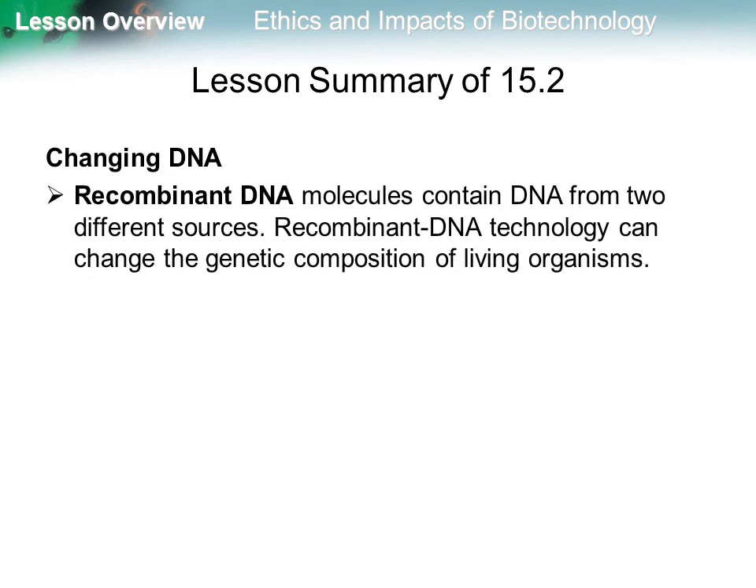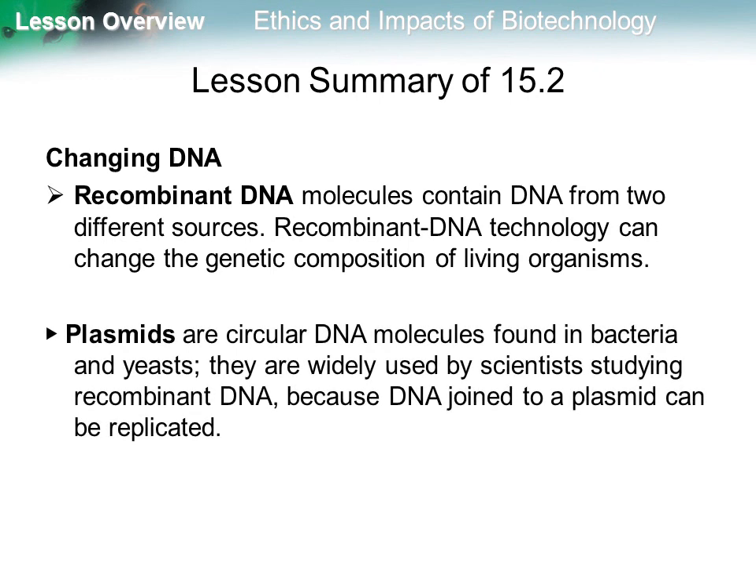Recombinant DNA molecules contain DNA from two different sources. Recombinant DNA technology can change the genetic composition of living organisms. Plasmids are circular DNA molecules found in bacteria and yeasts. They are widely used by scientists studying recombinant DNA because DNA joined to a plasmid can be replicated.